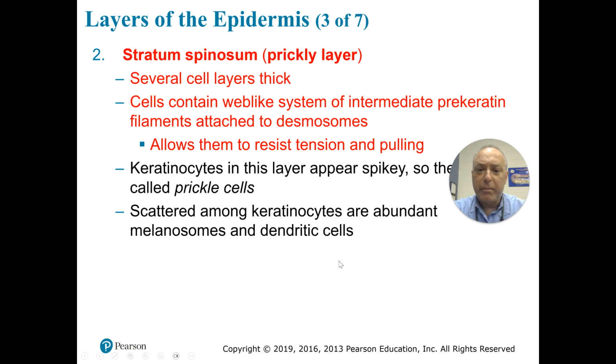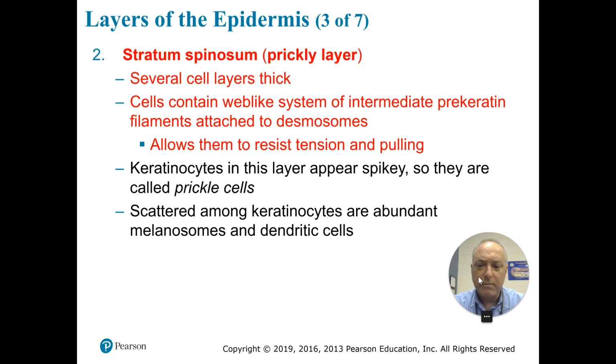The stratum spinosum is the prickly layer, several layers thick, and contains a web-like system of intermediate prekeratin filaments which are attached to the desmosomes, and this is what allows them to resist tension and pulling. So the keratinocytes appear spiky, so they're called prickle cells.